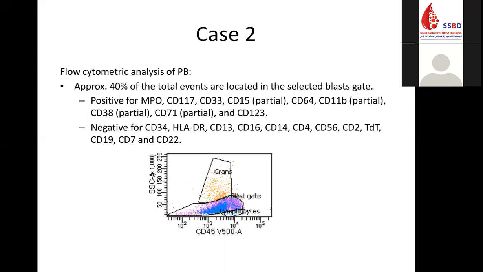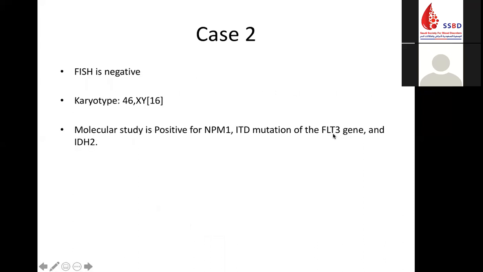So of course, the patient went through the bone marrow examination and cytogenetic and molecular study. The FISH was negative, the karyotype was a normal male karyotype, and the molecular study detected positivity for NPM1, FLT3-ITD mutation, and IDH2. So the patient was diagnosed as a case of acute myeloid leukemia with mutated NPM1. And I think a couple of you, I saw in the Q&A, got the finding of expected NPM1 mutation from the morphology and the flow cytometry.